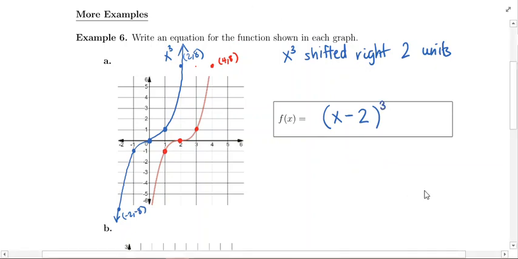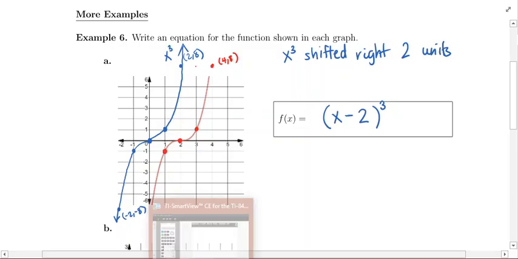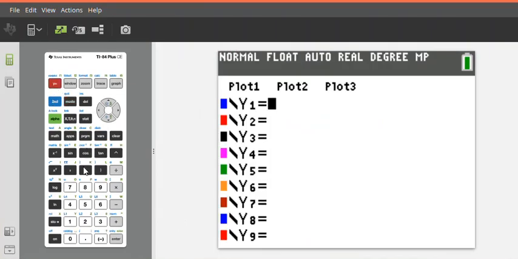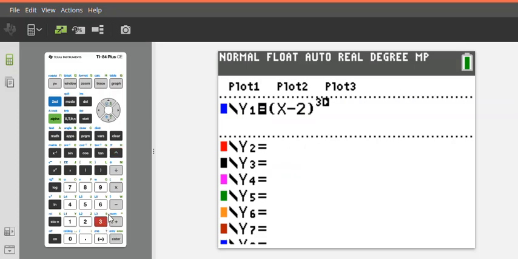So basically when you look at this, you see something cubed, but since on the inside of the parentheses you've got a -2, that's taking that x cubed function and moving it to the right 2 units. Again, you can check yourself. If you go to your calculator and go to y equals, you would open your parentheses, put x -2, close the parentheses, raise that to the third power.